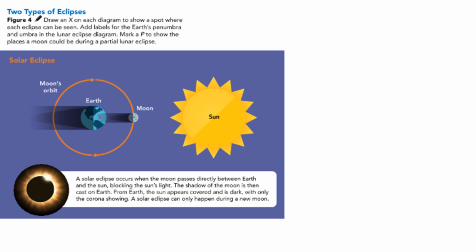So first we have a solar eclipse, which occurs when the moon passes directly between Earth and the sun, blocking the sun's light. The shadow of the moon is then cast on Earth. From Earth, the sun appears covered and is dark, with only the corona showing. A solar eclipse can only happen during a new moon.